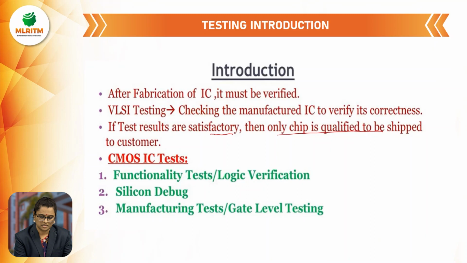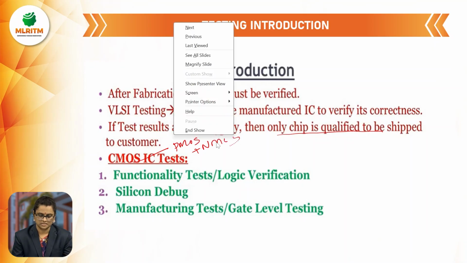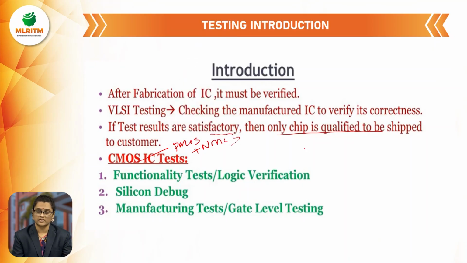And then CMOS IC test. Here CMOS means complementary metal oxide semiconductor. It is a combination of PMOS and NMOS. There are three types of tests. One is the functionality test and logic verification test, the second one is the silicon debug test, and the third one is the manufacturing test, also called gate level testing.